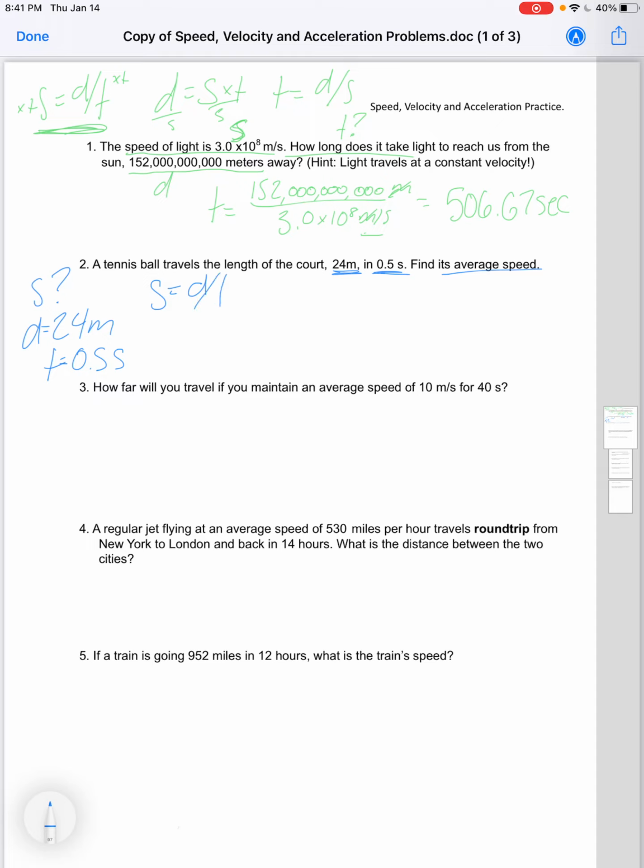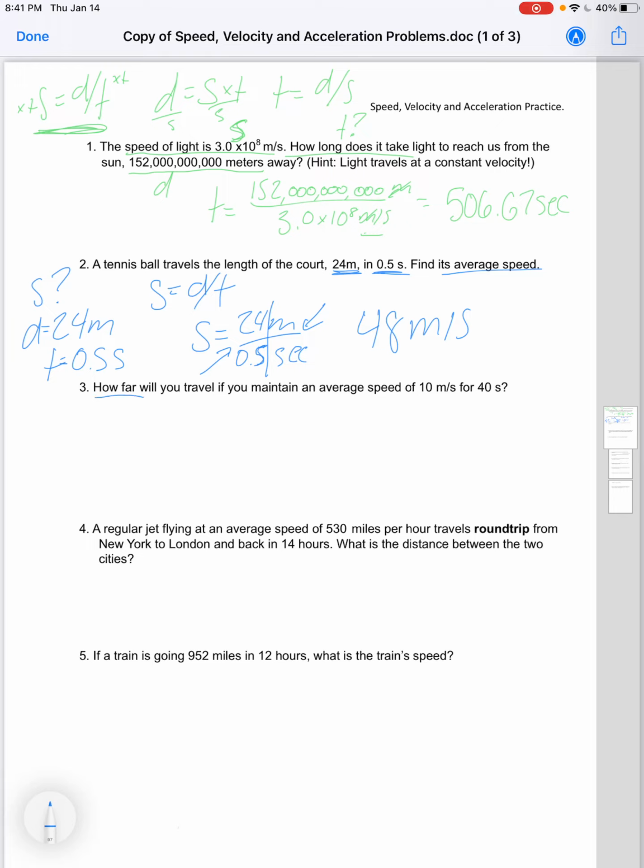So I know my equation, right? Distance over time. So 24 meters divided by 0.5 seconds. And my 5 looks like an S. So if you slash like this, you know that this part is your units and this is your answer. The answer is 48 meters per second.